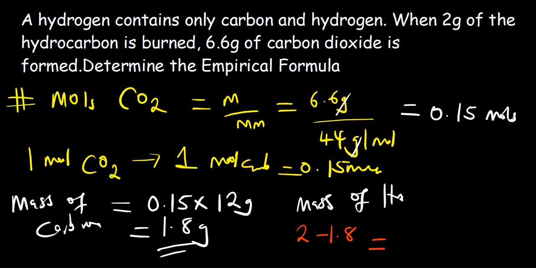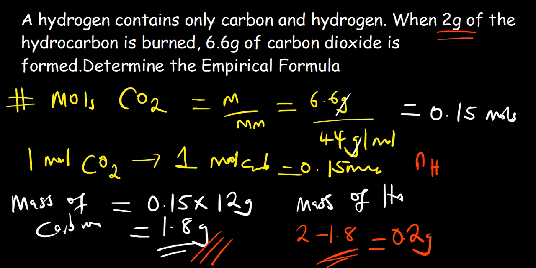Now, why we are subtracting this is because the whole hydrocarbon, in terms of the mass, we've been told that it is 2 grams. We've already found the mass of carbon. So now, for us to find the mass of hydrogen, we just have to subtract from the actual mass. That's why we're subtracting. In this case, I'm going to have 0.2 grams. Okay, so that will be the mass of hydrogen.